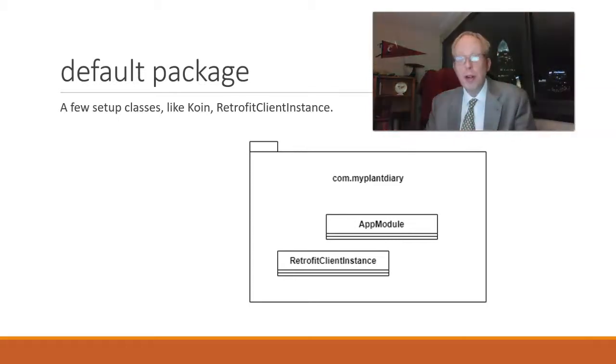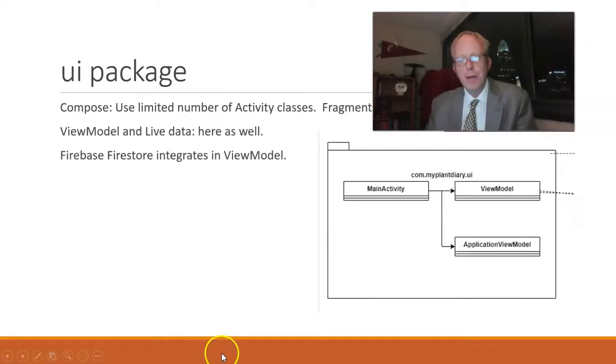But nonetheless, this is what it's going to look like. We don't want to put too much stuff in this default package. Here I have app module, which is used for Koin, and retrofit client instance, which is used for retrofit. We don't want to mix other things like user interface and DTO here. We want to keep this one fairly small.